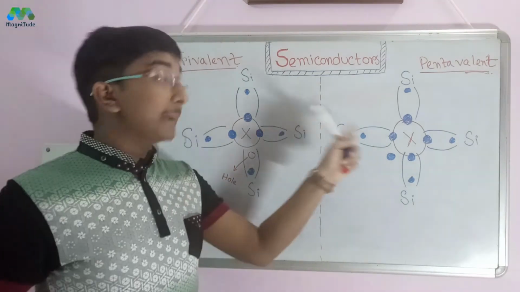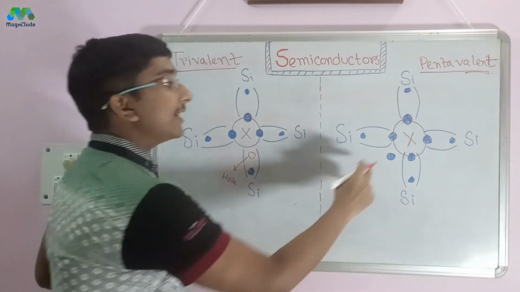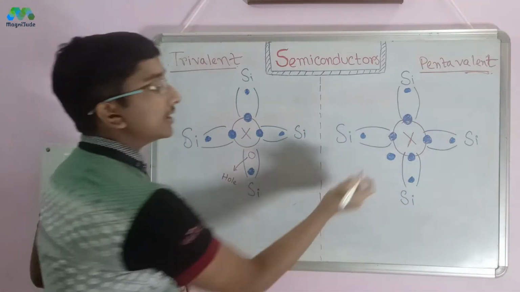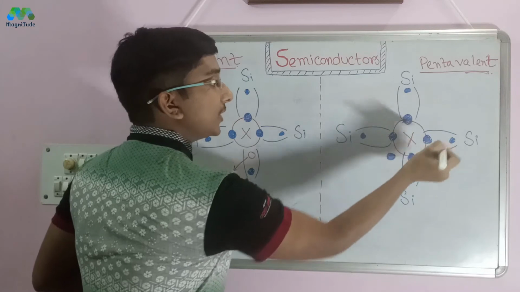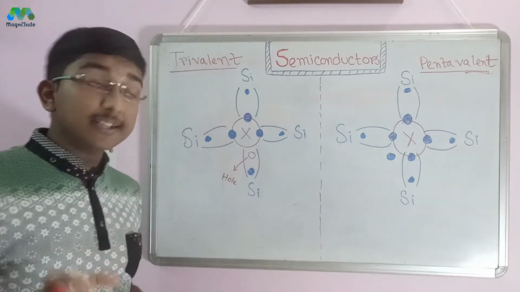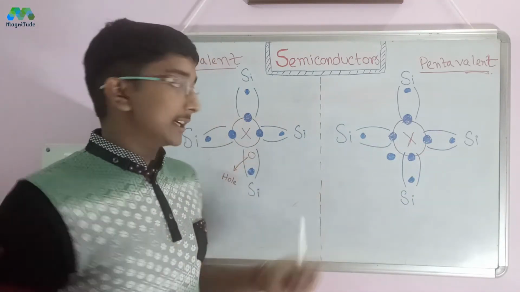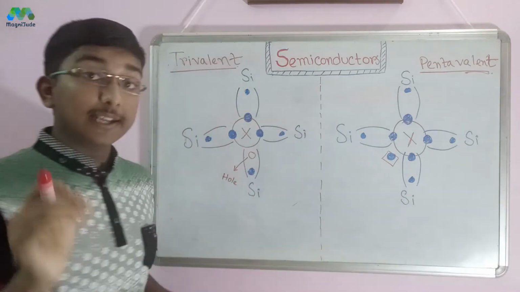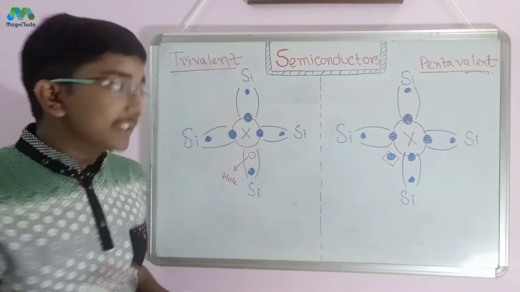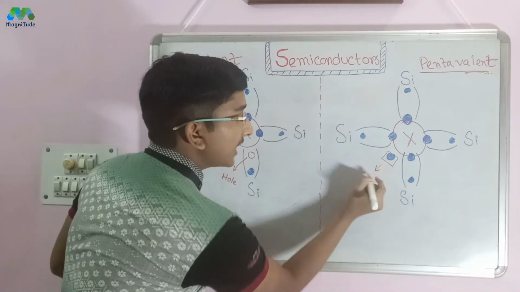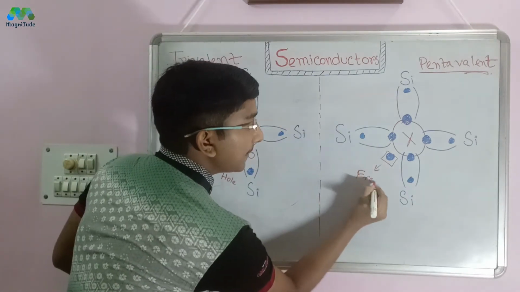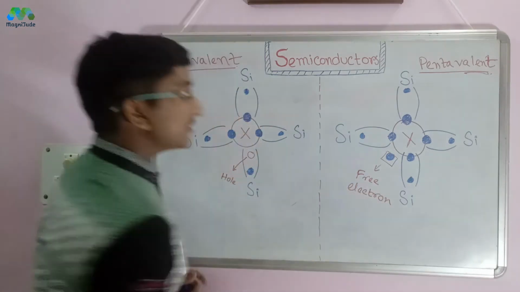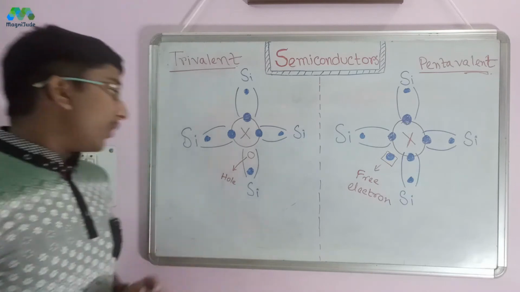Now, in the case of pentavalent, what will happen? The pentavalent impurity will have 5 outermost electrons. Here 4 electrons will get bonded with the adjacent silicon atoms, and the remaining one, the 5th electron, will remain free. This one is known as a free electron. Now what will happen?